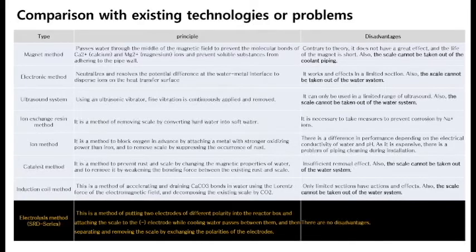The following is a comparison table with other scale removal devices currently on the market. There are several methods, such as magnetic, electronic, and ultrasonic methods, but these methods have the following major disadvantages. Conventional methods do not allow the removed scale to drain out of the sealed coolant line. However, SRD can automatically discharge the removed scale out of the sealed cooling pipe.